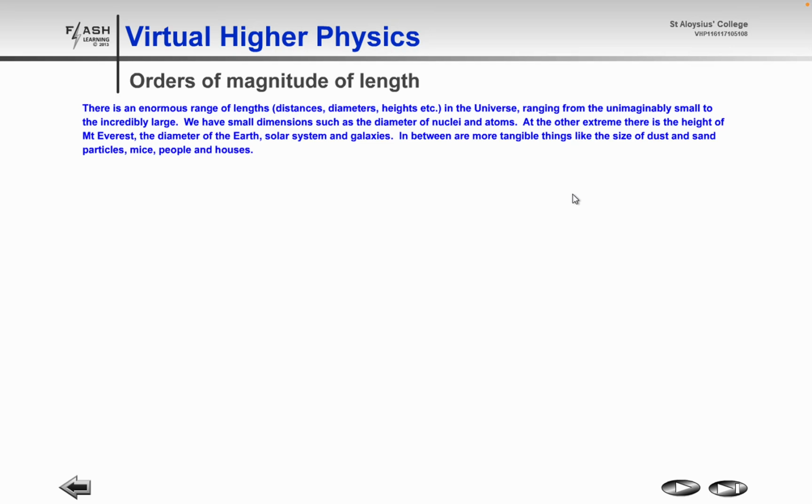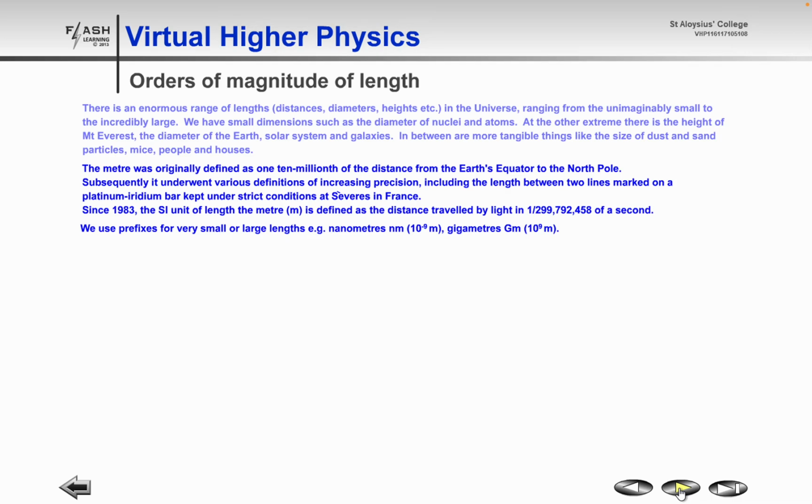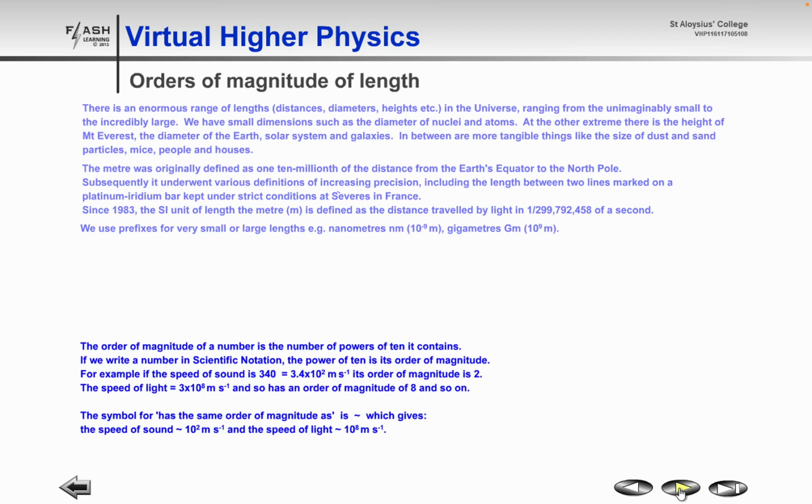There is an enormous range of lengths in the universe, and one straightforward way of discussing these, rather than always dealing with exact numbers, is to deal with something called order of magnitude. It's a very simple concept. It's basically just the idea of powers of 10. Now, you've already met some prefixes which can simplify this a wee bit, but obviously we run out of prefixes and there's something extra you've got to learn. This order of magnitude is very straightforward.